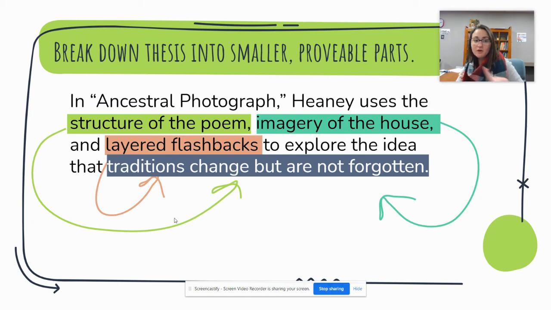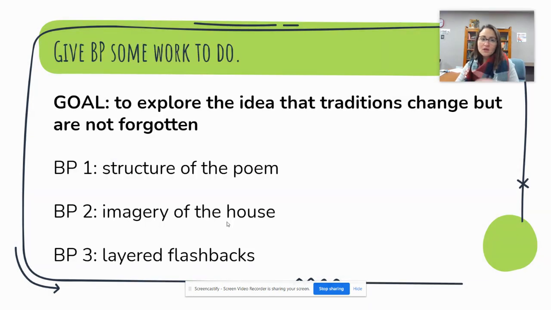So structure of the poem, how does that prove this exploration phrase? Imagery of the house, how does that help prove this traditions phrase? Layered flashbacks, how does that help prove that traditions change but are not forgotten? Okay, so now we know what our 3 body paragraphs are going to be. We know our focus. We know our goal. We need to give our body paragraph some work to do.